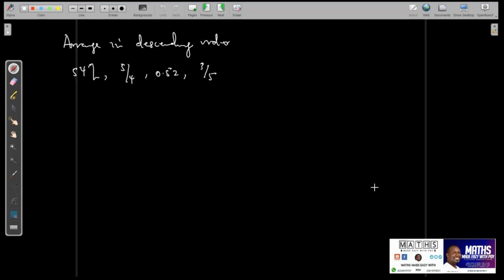So the first example we are looking at is: arrange in descending order 54%, 5 on 4, which is a fraction, 0.52, and then 3 on 5. These are the numbers we want to write in descending order. Please, can you guess the largest number in here? Can anyone guess it? 54% is what you think will be the largest.